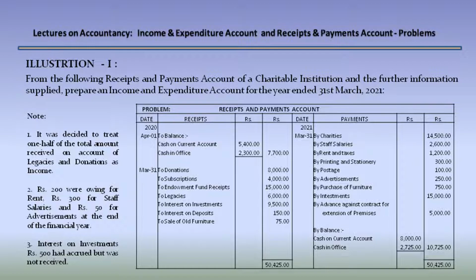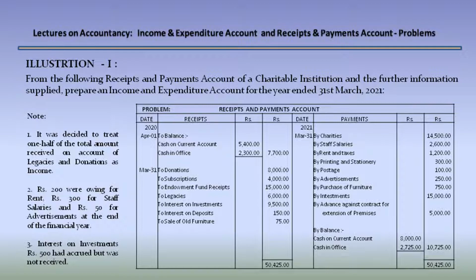On the receipts column, other receipts are also given: to donations, to subscriptions, to endowment fund receipts, to legacies, to interest on investments, to interest on deposits, to sale of old furniture. Total receipts coming to 50,425.